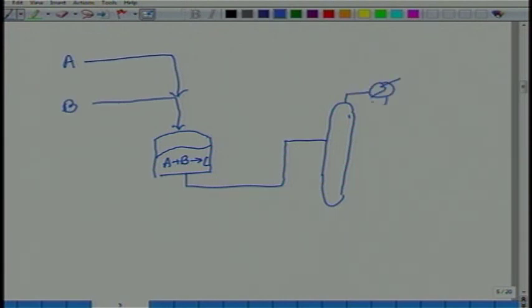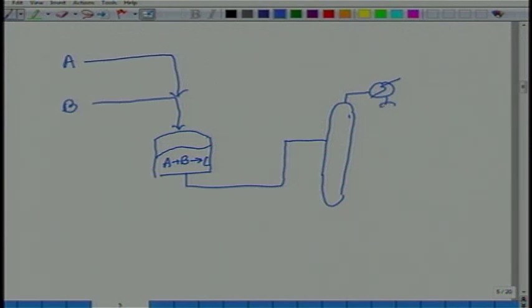Reactor effluent is distilled in a distillation column, a simple distillation column. Because the molecular weight of C is the molecular weight of A plus the molecular weight of B, C will be the heavy component, right? So, A and B will go up, C will go down, yes or no.